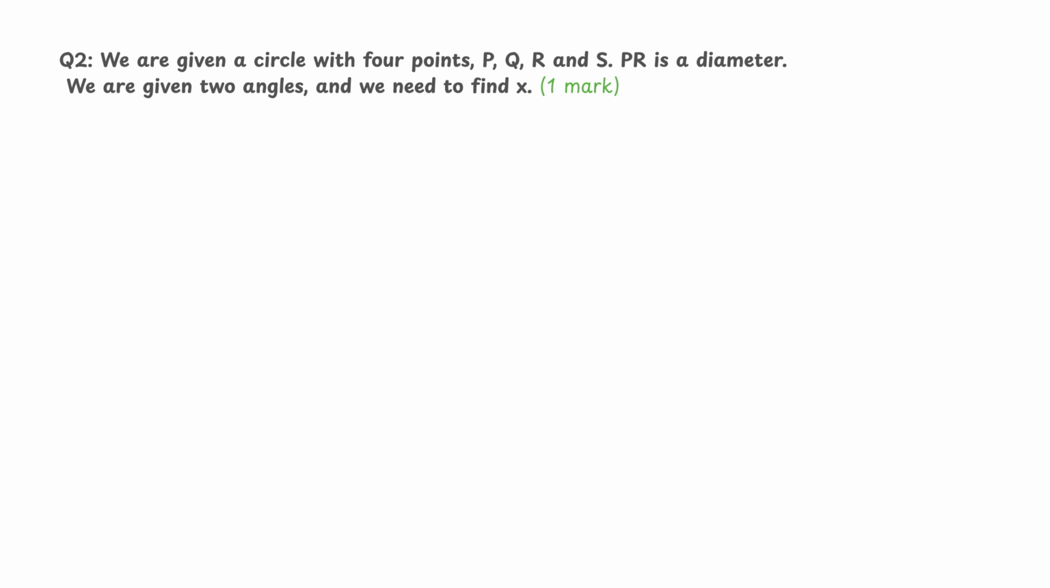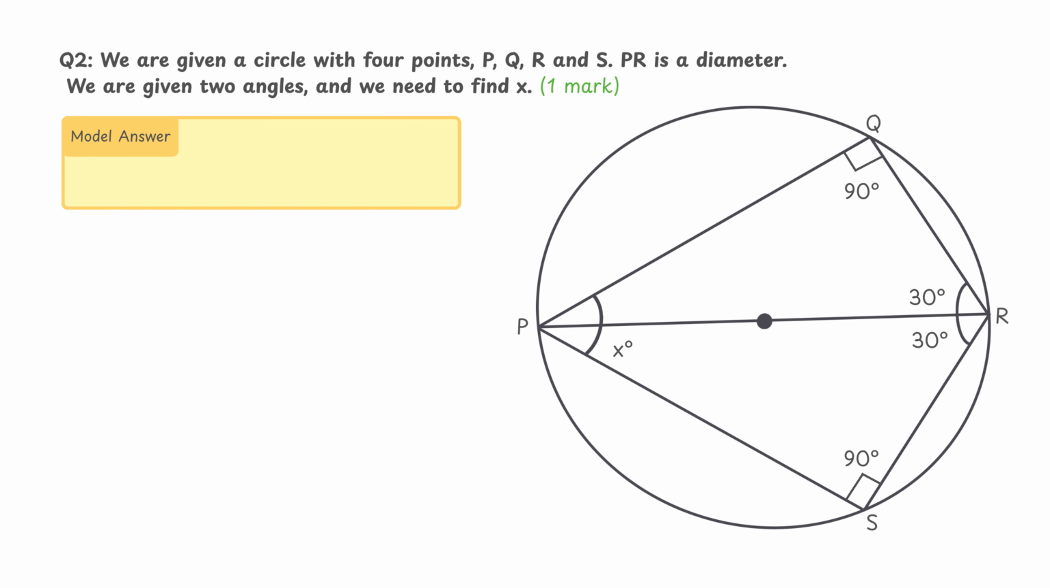Let's work through this last problem. You can pause the video and try it yourself. We are given a circle with 4 points, P, Q, R, and S. PR is a diameter. We are given 2 angles, and we need to find x. Now let's begin step by step.